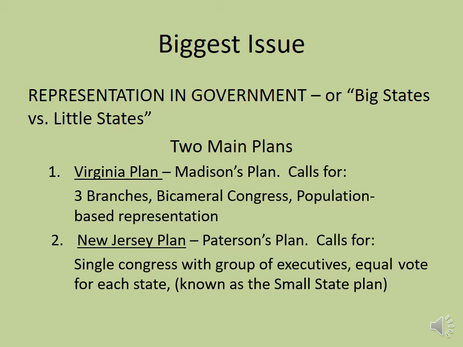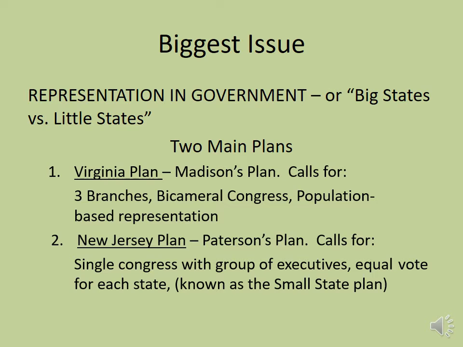In response to the Virginia Plan, smaller states came up with a plan for government, and their plan was called the New Jersey Plan. William Patterson was the main author of this plan, and he and his delegates came up with it, called the New Jersey plan because Patterson was from New Jersey. What did their plan consist of? A single Congress, so unicameral, very similar to the Articles of Confederation, with a group of executives, maybe 2 or 3 presidents, quote unquote. They said representation in Congress should be equal, meaning no matter how big or small the state is, each state would have the same amount of votes. This would be known as the small state plan.